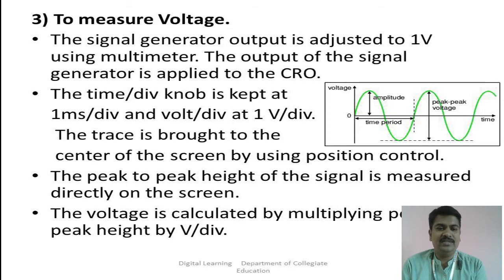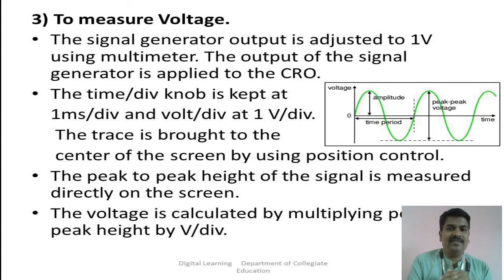Here the third application is that we can measure the voltage of an output signal. The voltage which we have to measure is fed to one of the channels of the CRO. I mean to say, the signal generator output is fed to one of the channels of the CRO. You adjust the voltage to 1 volt using a multimeter. In the lab we are just verifying these applications of CRO, where we adjust the voltage of an AC source to 1 volt using the multimeter.